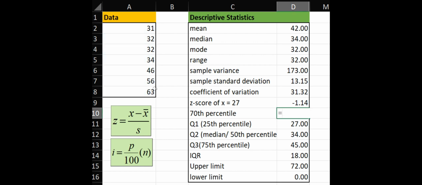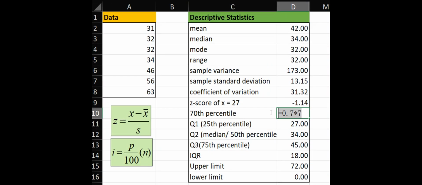We have 1, 2, 3, 4, 5, 6, 7. So we got 7 data points. So it's going to be 70% times 7. So that will give us the 5th place. 1, 2, 3, 4, 5. So it's actually 40 for this number. For this example, it's 64. So that would be then 46, I'm sorry, 46. These numbers are not the right ones, so we're going to do that again using the percentile calculation, the manual one.